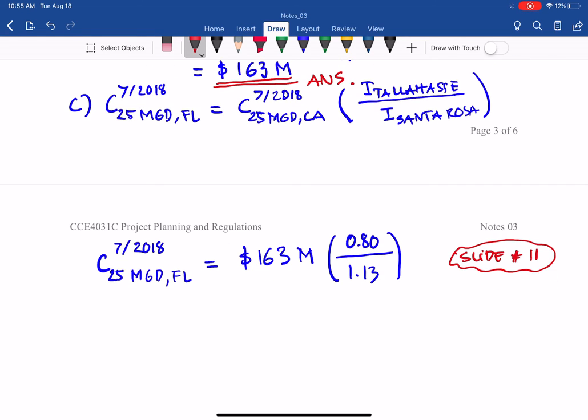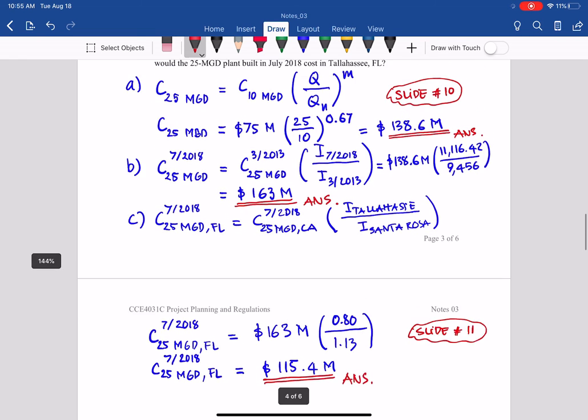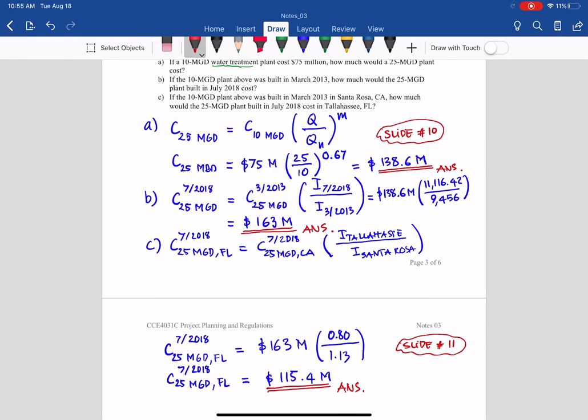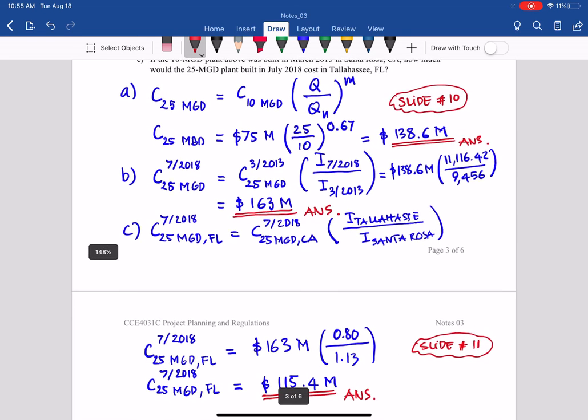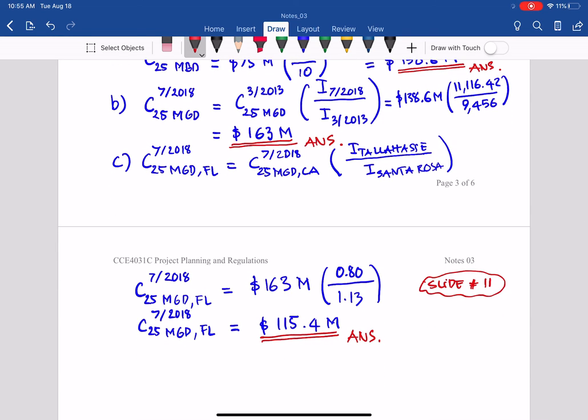From that we get the 25 million gallon per day plant in Tallahassee, Florida, in July 2018. The cost is cheaper: 115.4 million. So for this problem, we combined the cost capacity method, then adjusted for time in B and adjusted for location in C. In the next concept, we combine all of this to make a holistic view and do one last problem.